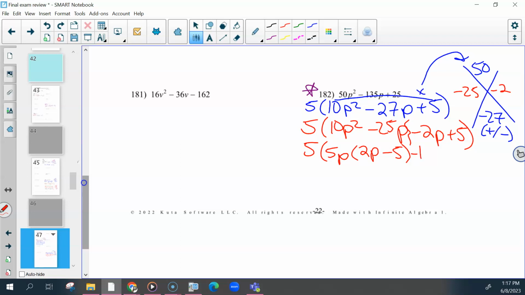But negative. We could change the signs and then rewrite everything. 5 times 5p minus 1, 2p minus 1. Questions on that one before we move on? Once you finish writing that down, go on to the next page.